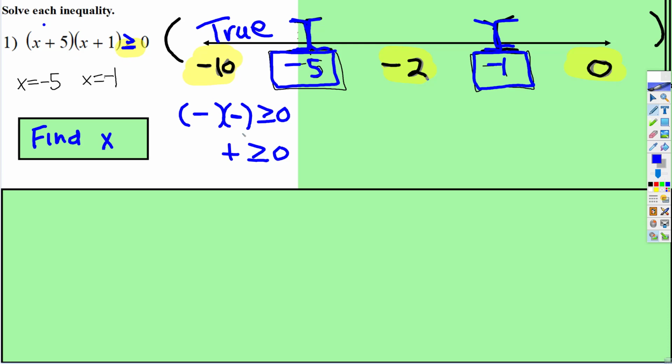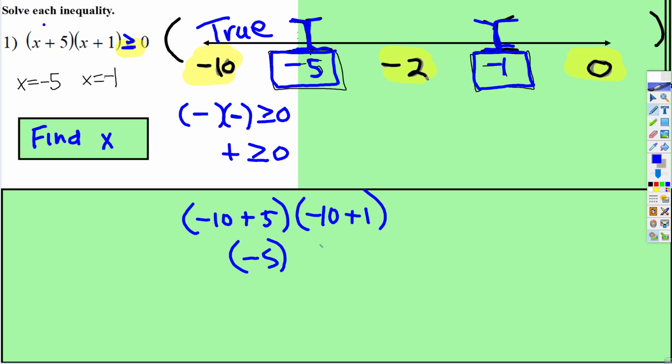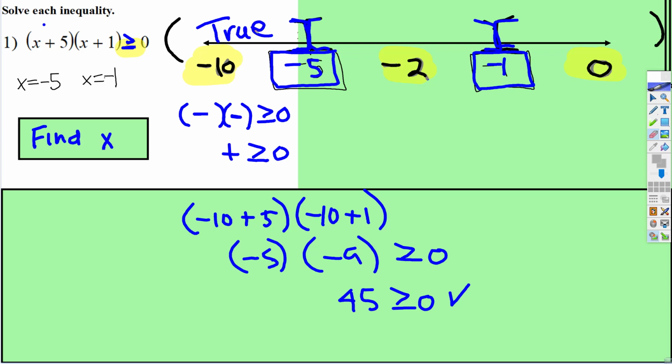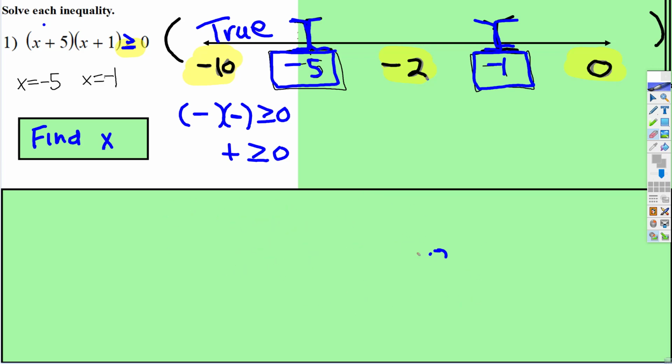If you have a hard time doing what I just did, then go ahead and put -10 plus 5, which is -5, and then -10 plus 1, which is -9. Well, negative times a negative is +45. Is +45 greater than or equal to 0? Yes, true. So then you just put true in that interval. And I'm going to do the same thing over here. Let me change the color. I'm going to put -2.